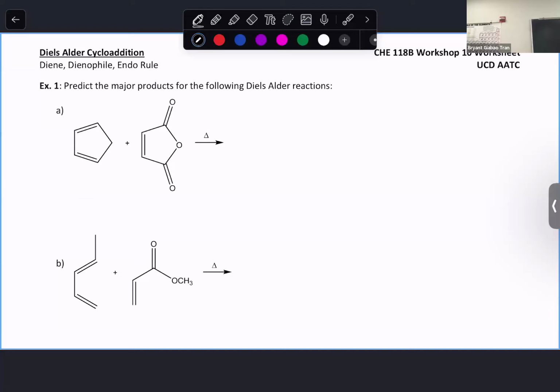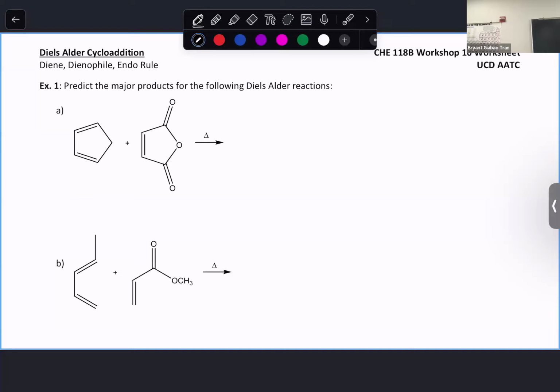For this part, A. Let's see. Oh, this is the diene. This is the dienophile. This part here is a tricky thing, right? Because the thing that's going to be attached is that carbon and that carbon right there. You know how this is the diene right here? Think of that as the bridge. It's going to be an in group.